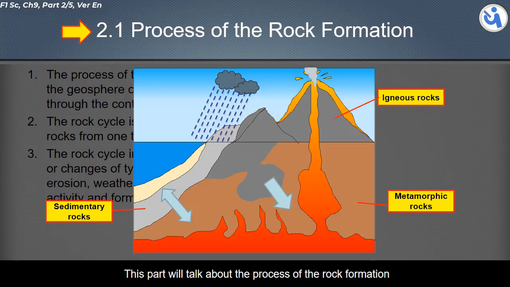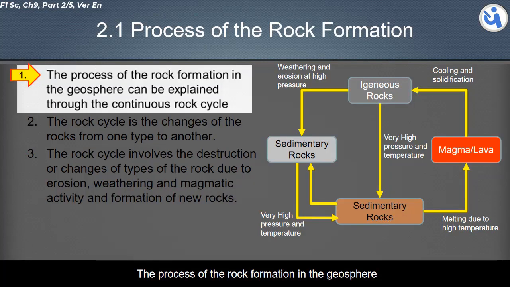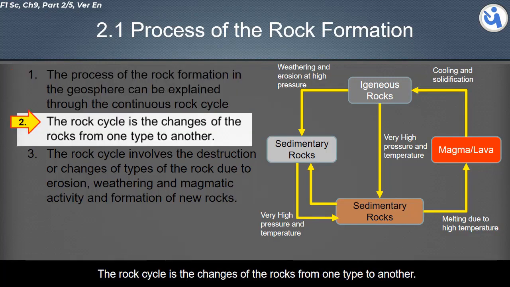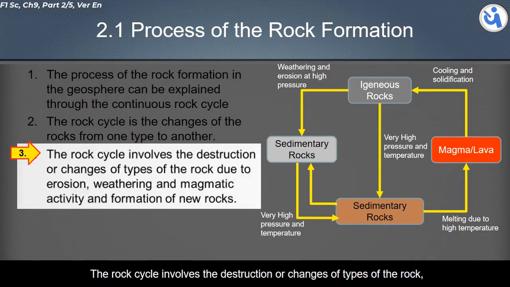This part will talk about the process of rock formation. The process of rock formation in the geosphere can be explained through the continuous rock cycle. The rock cycle is the change of rocks from one type to another. The rock cycle involves the destruction or change of rock types due to erosion, weathering, and magmatic activity, and the formation of new rocks.